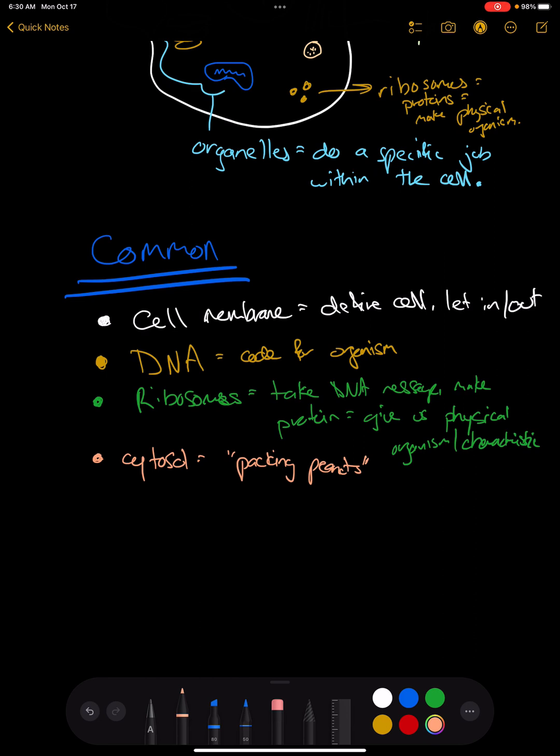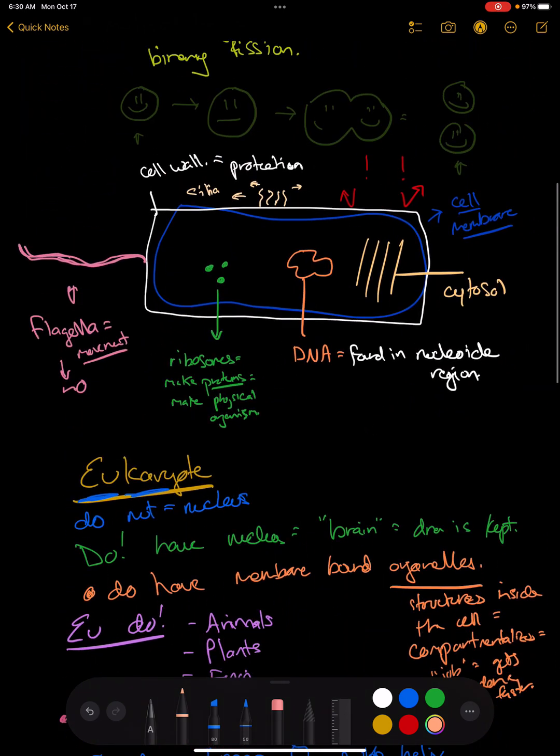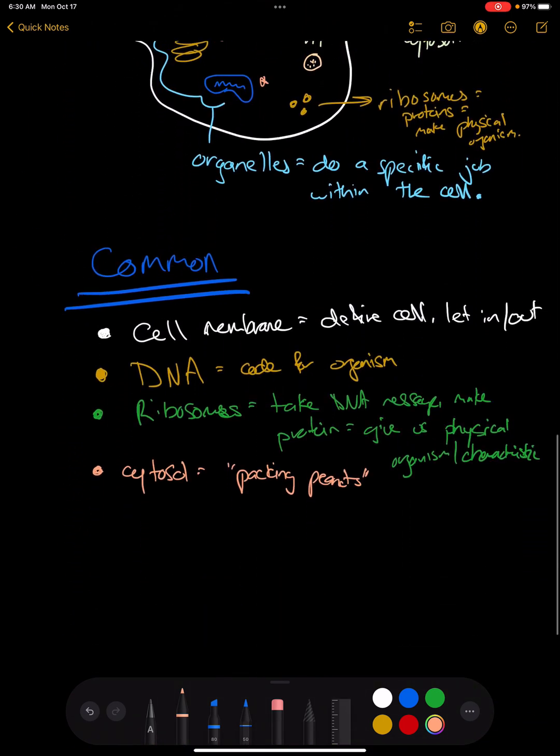Cytosol is a packing peanut because that cell is going to live in an environment, so it's going to come in contact with stuff. It has to have packing peanuts so that all of these structures don't get damaged. And it's the same thing. Even though prokaryotes are really simple, I don't want my DNA damaged. I don't want my ribosomes damaged. So they sit in packing peanuts too.